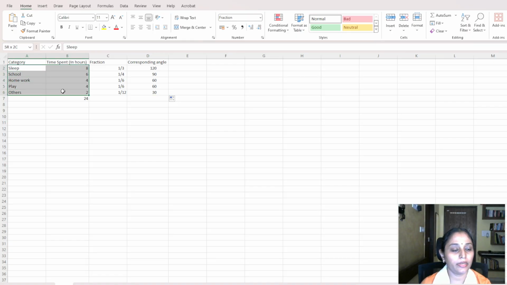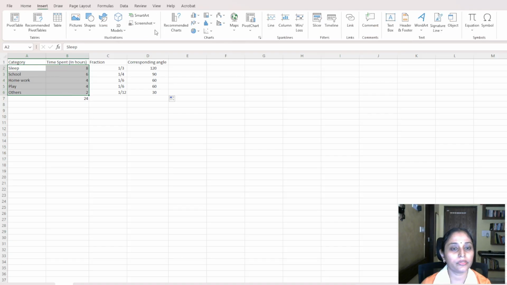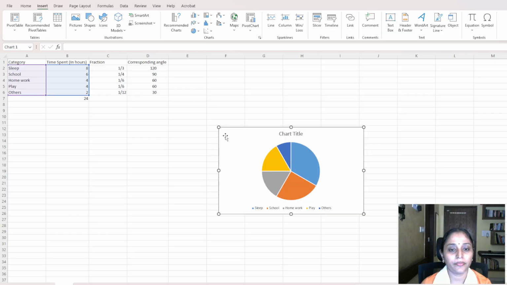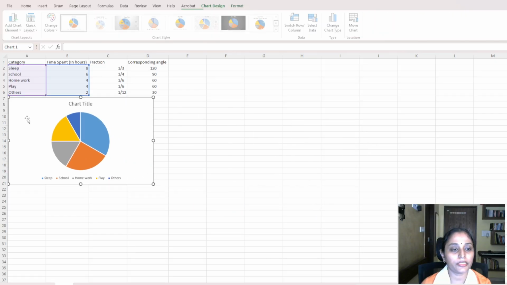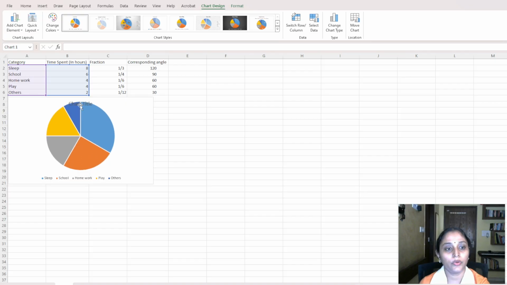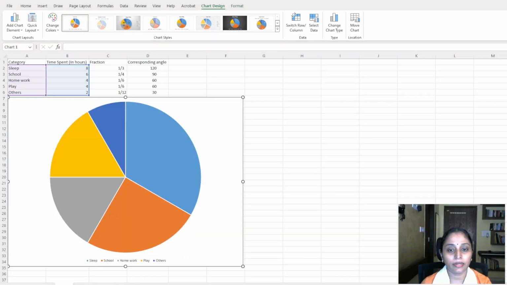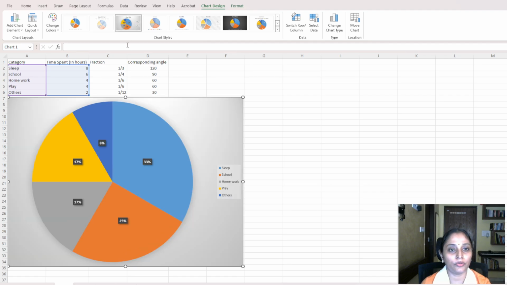Now let us insert the pie chart here. Let us see how it looks. So here is my pie chart, right? You can cross check with the chart they have given in the example, because it has to be very similar except the play and the others part. Rest everything should look very similar. Okay, so this is your pie chart.